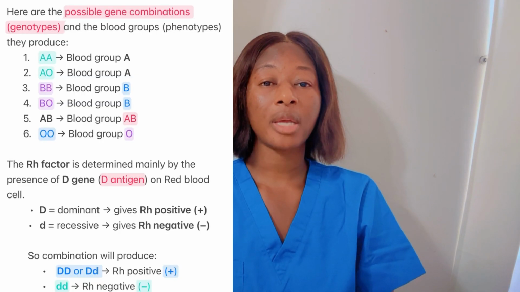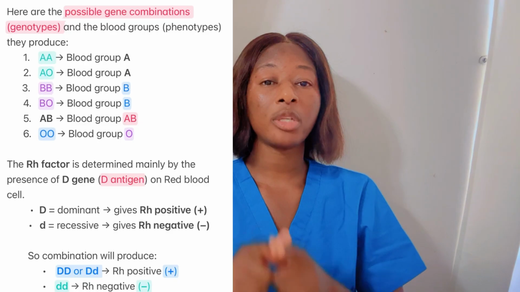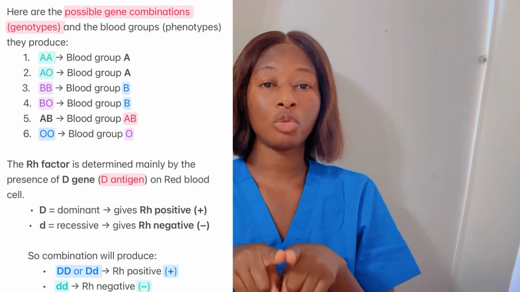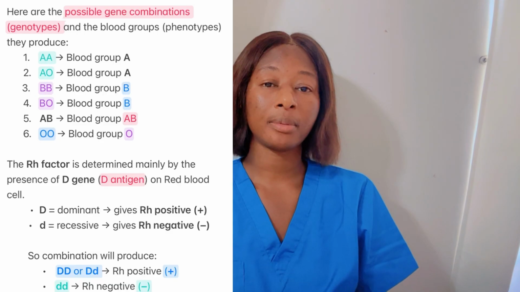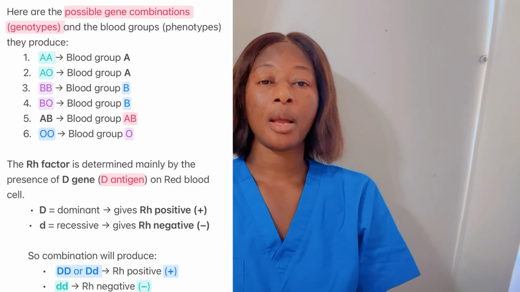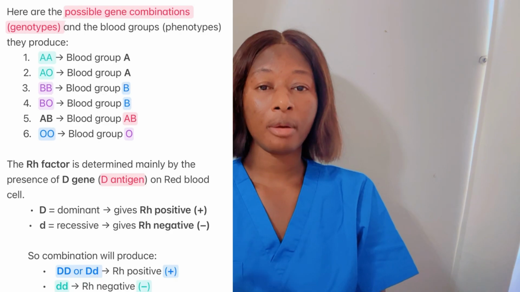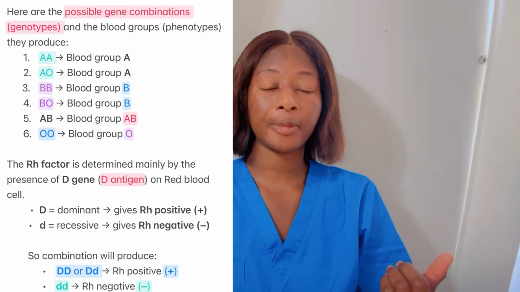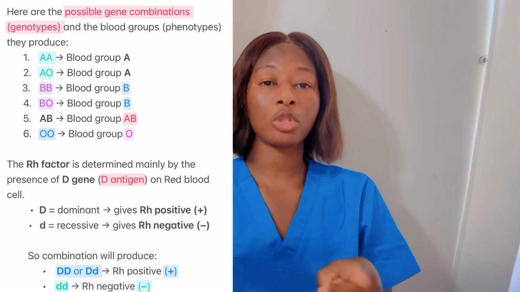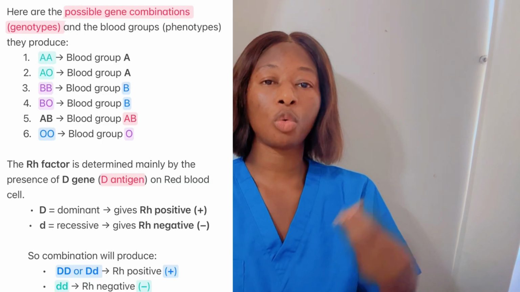Based on what I just explained, if you understand it well, let's now look at the possible combinations of genes that will give us the blood group types we have. When an individual inherits the genes AA from parents, because A is dominant, combining the two copies of A together gives us blood group A. But if an individual inherits A from the mother and O from the father, because O is recessive, the A will suppress the O and will still give us blood group A.